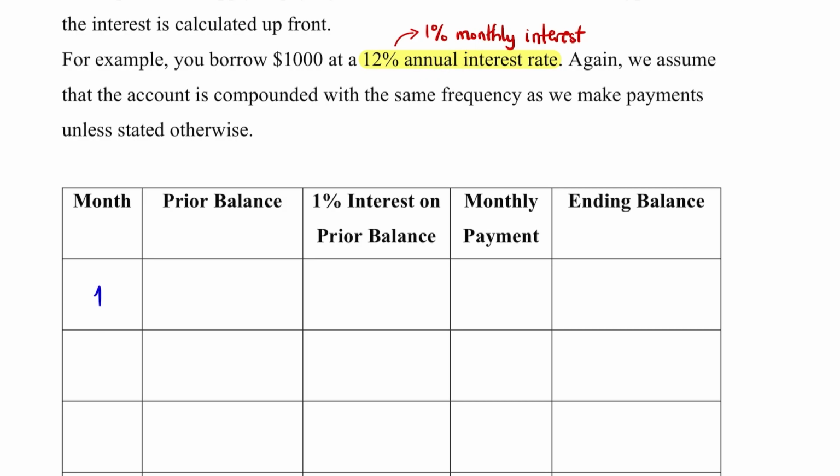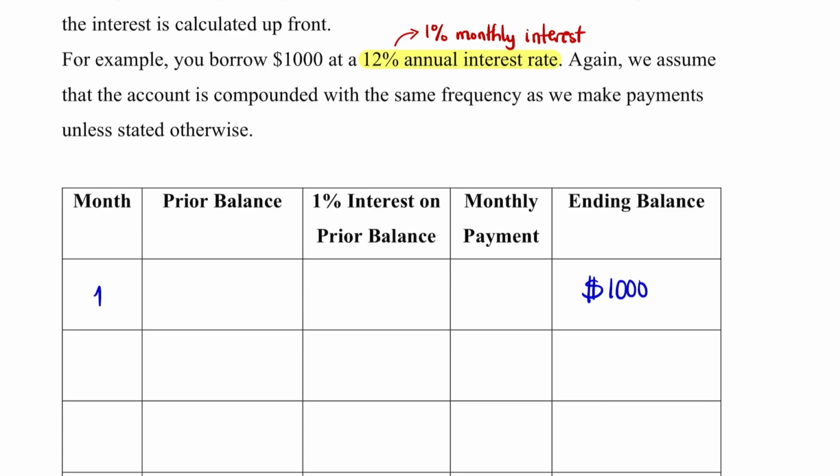Remember in section 6.1, we said that we assume that payment and interest and the loan will be taken out at the end of the month. So for the first month, I have no prior balance. I have no interest, no monthly payment. At the end of the first month, I take out a $1,000 loan.